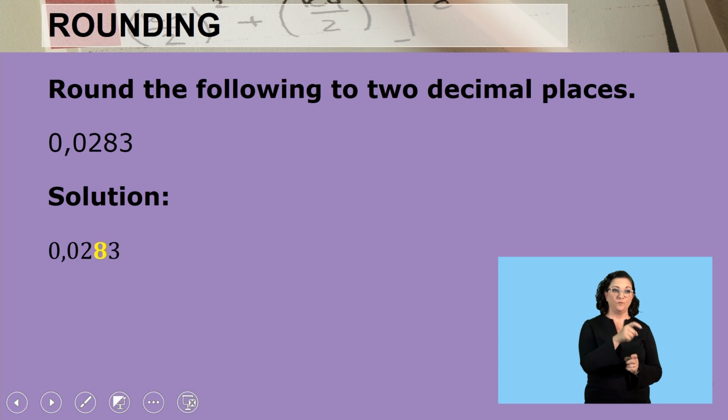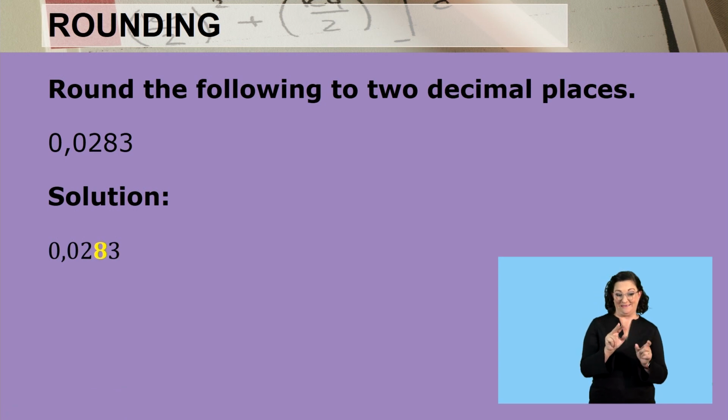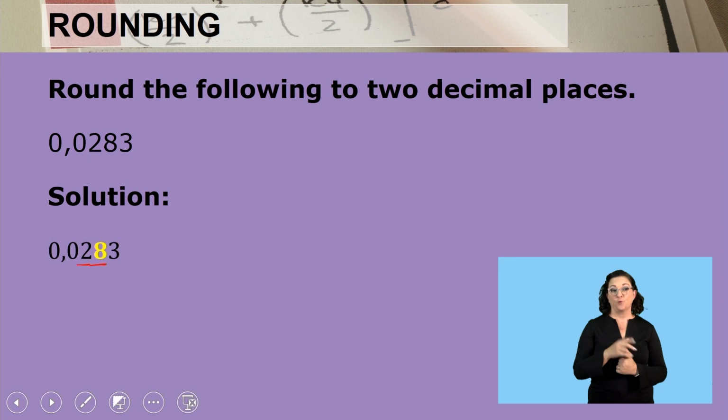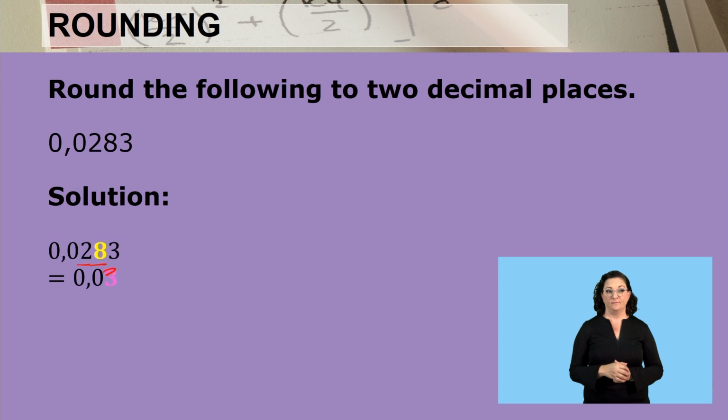Now, 2 decimal places, we then look at the highlighted number, which is the third decimal place, the one on the right. And then we check. If it's 5 or greater, and in this case it's 8, so it's greater than 5, then we round up the previous one. So we're going to round up the 2. So we add 1 to the 2, and our answer would be 0,03. Are we happy? Let's move to the next one.